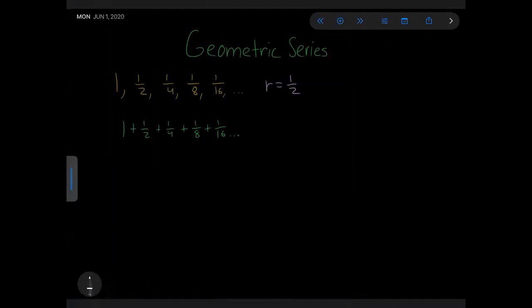Let's move to geometric series. Suppose we had a series of 1, 1/2, 1/4, 1/8, 1/16. So with each successive step, we multiply our terms by 1/2, our common ratio. What is the sum of all the terms of the sequence? Because that's what a series is, right? What is 1 plus 1/2 plus 1/4 plus 1/8 plus 1/16?